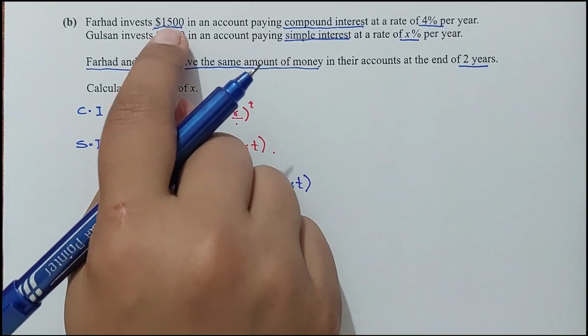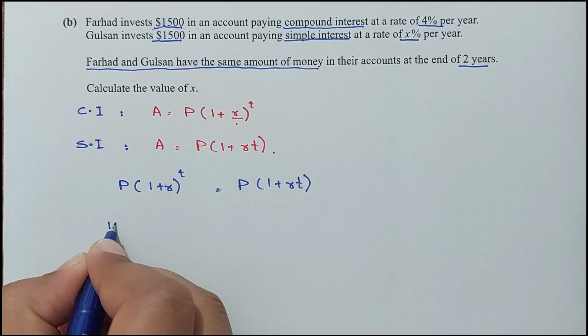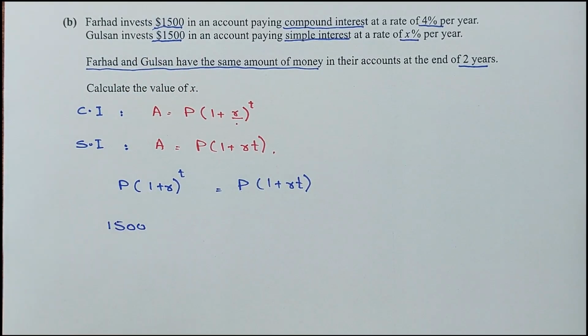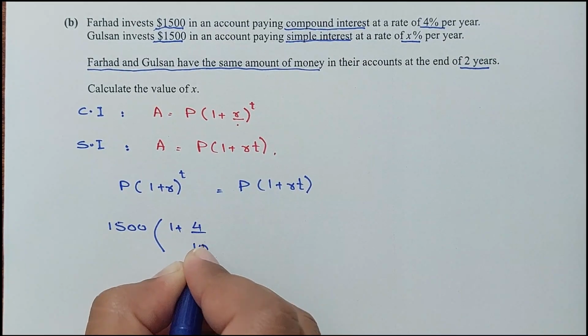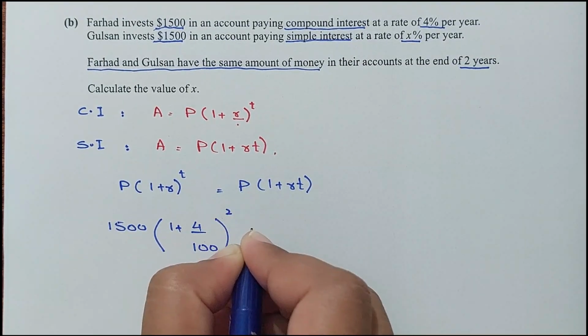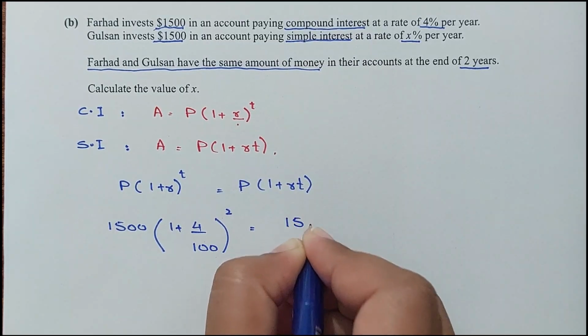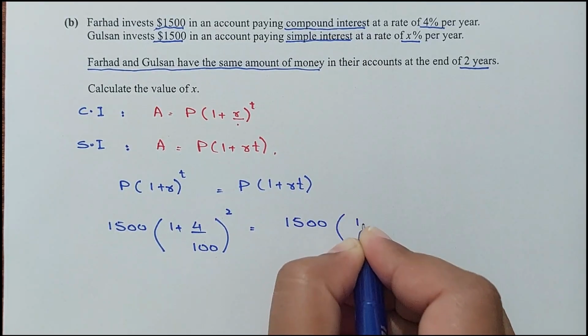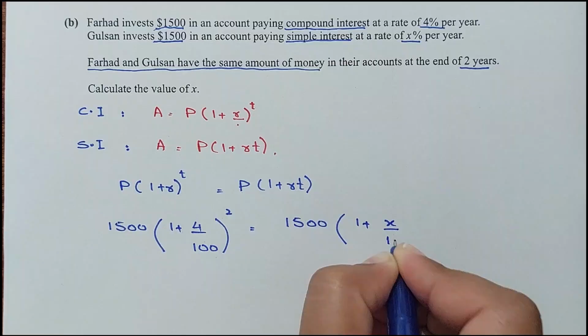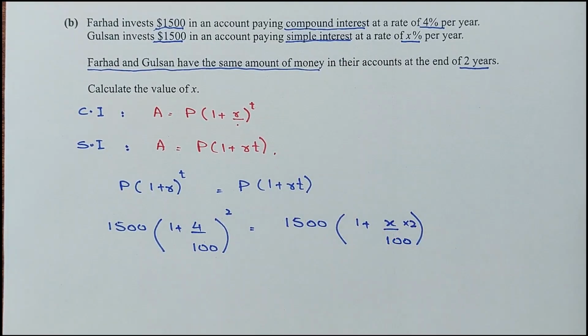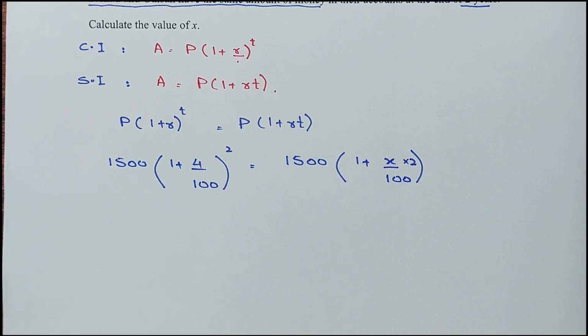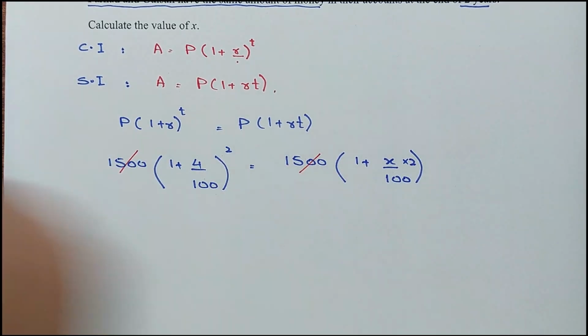All right. So they have the same investments. Let me put this investment in. For Farhad it is 1,500, 1 plus interest rate 4%, and the number of years is 2. And for Gulshan, the investment is 1,500, 1 plus interest rate X%, times 2 years. All right, so we can cancel out 1,500 with 1,500. Let me simplify further.